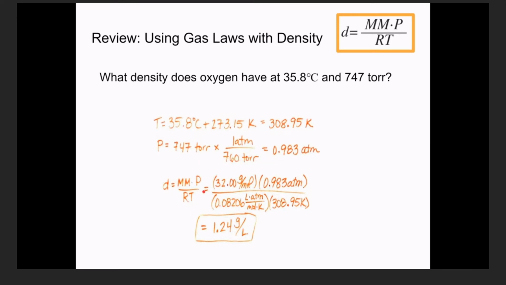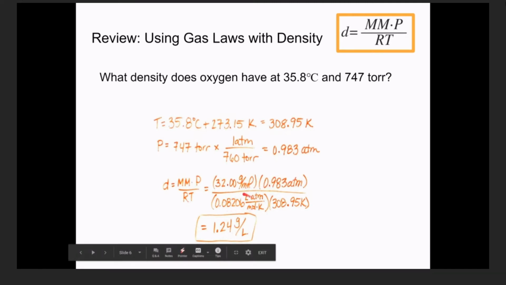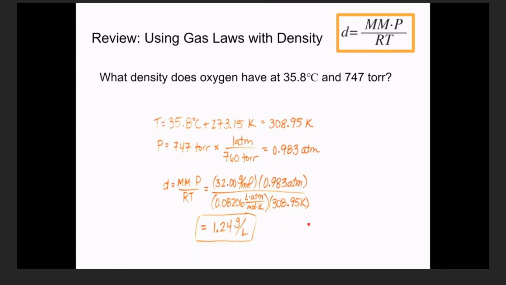Then you're going to plug it into this equation. The molar mass of oxygen is 32 grams per mole because each oxygen is 16 grams per mole, multiplied by the pressure divided by R. Remember, R is always this exact same constant. And then here's our temperature in Kelvin, and we get 1.24 grams per liter. So that is just a review from Chapter 6, which will come up again in a final or whatever ends up happening at the end of the semester here.